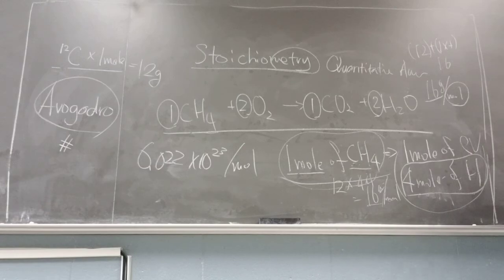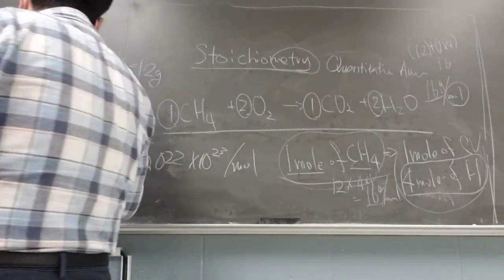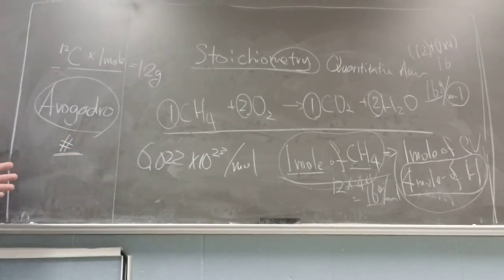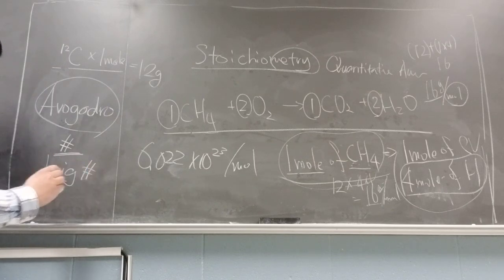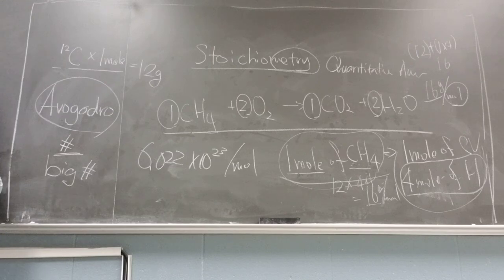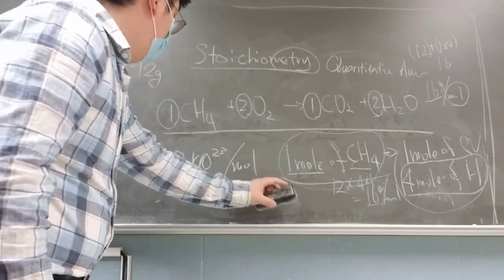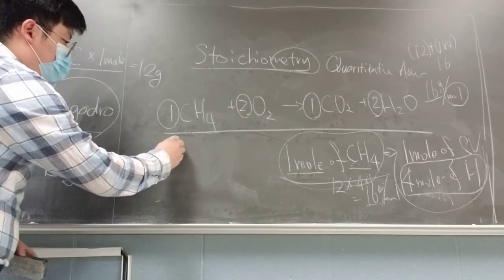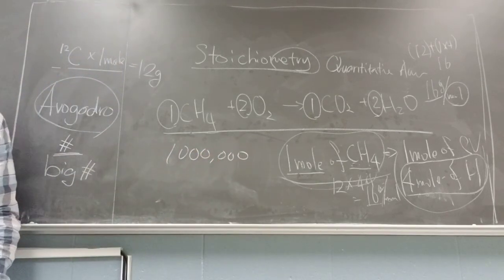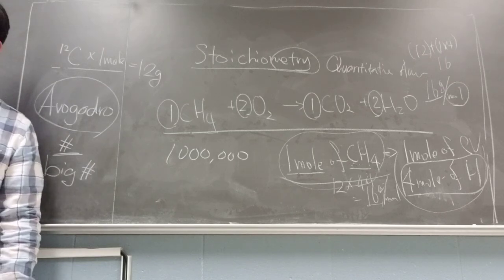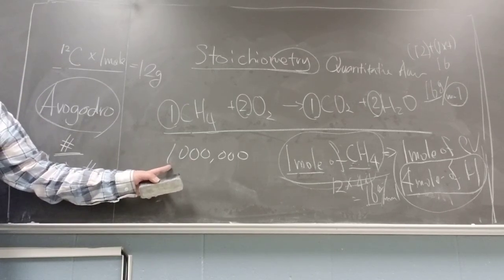So Avogadro number simply means a very big number, right? Very big number. Okay? I want you to remember this one. Mole is not a unit. It's just a big number. But you don't want to say it like, could you tell me what this one is? Could you read this one for me?